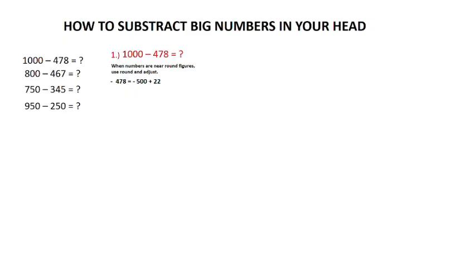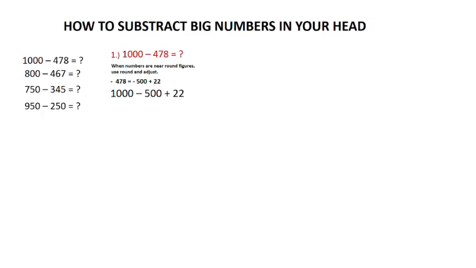You realize that minus 478 is equivalent to minus 500 plus 22, because if you add 22 to 478, it will give you 500. So minus 478 is still the same as minus 500 plus 22. So instead of saying 1000 minus 478, you can replace that minus 478 with minus 500 plus 22.